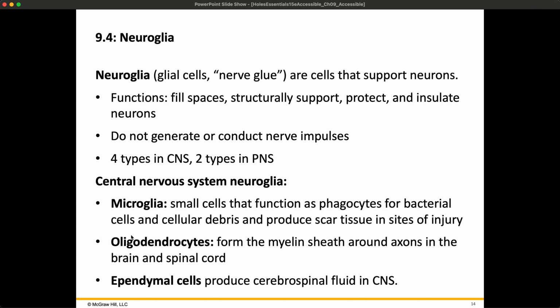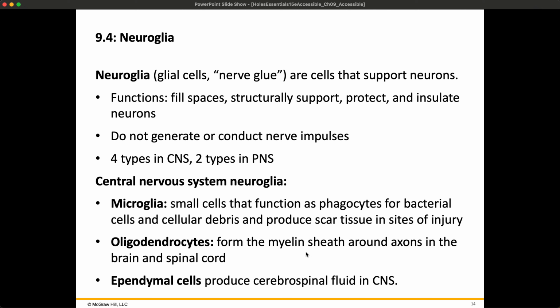You have microglia, oligodendrocytes, and ependymal cells. The microglia are phagocytes. So these are just a special type of white blood cell. We'll learn as we go through the different body systems that most systems, or all systems, are going to have some type of phagocyte, some type of white blood cell embedded within them or in that tissue, and each of those are going to have a specific name. So in the nervous system, we call it microglia. Those are the white blood cells, the phagocytes of the nervous system.